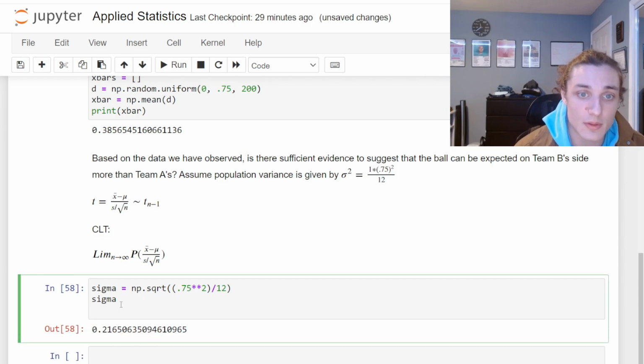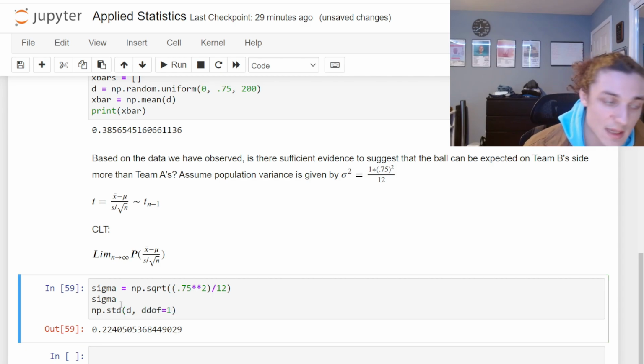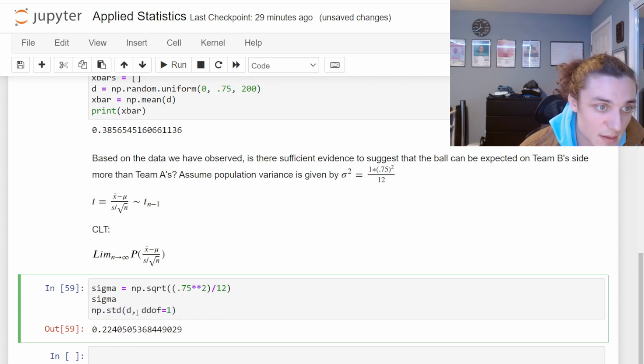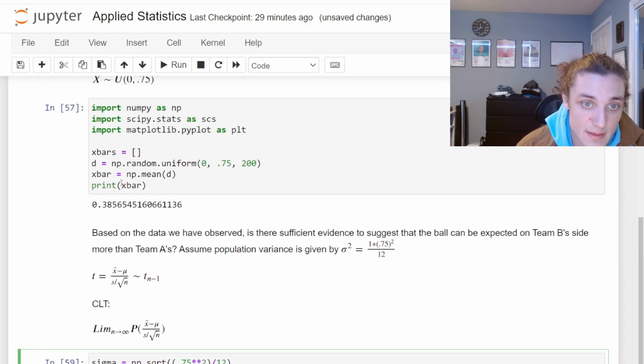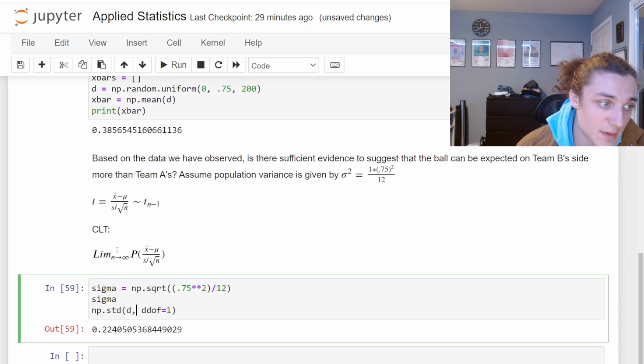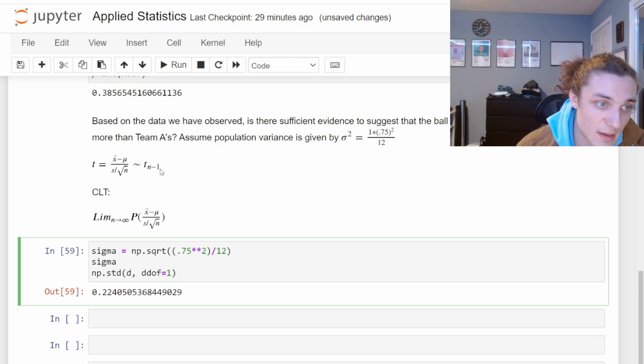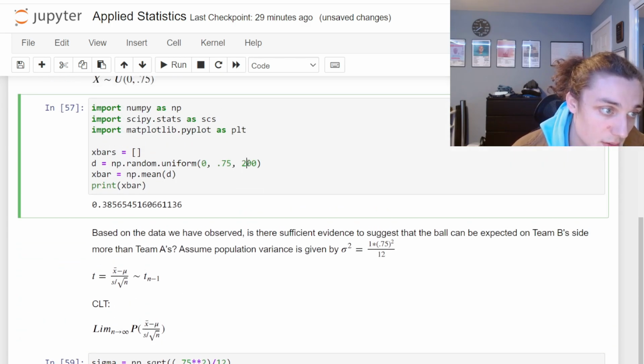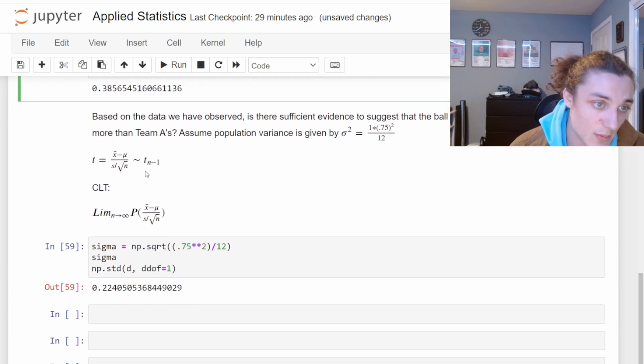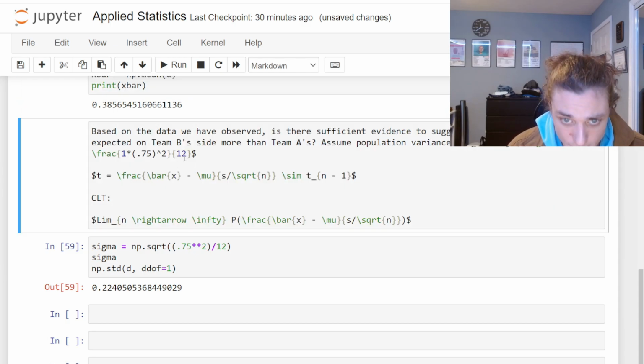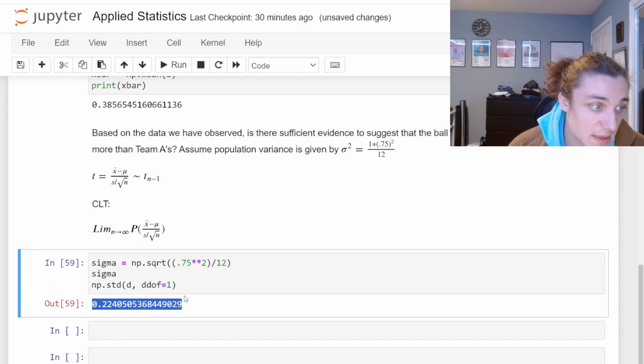As it turns out, if we were to compute, let's say, np.std of d with ddof=1, so that's the sample, we can see that that's pretty close. So this sin of not assuming a normally distributed variable is really only a sin if we don't have a sufficiently large sample. We have 200 points here. It would be reasonable to approximate with a normal distribution instead. So instead of using a t-distribution, we can just go ahead and approximate with the normal distribution, even if we have this sample standard deviation here.